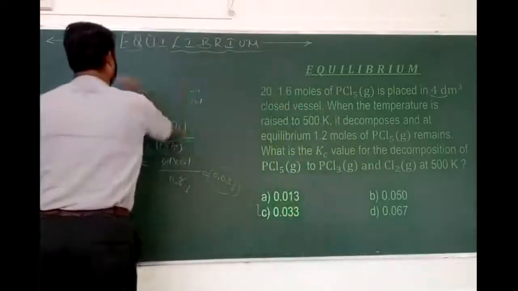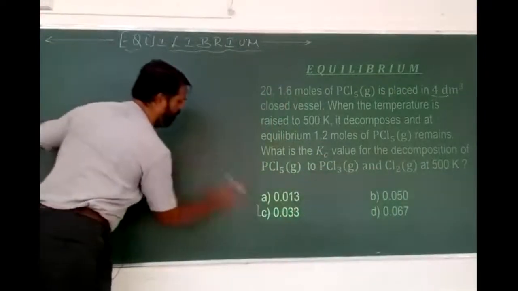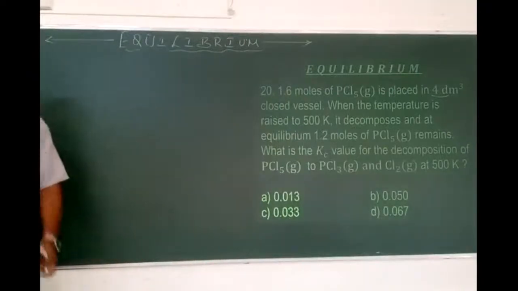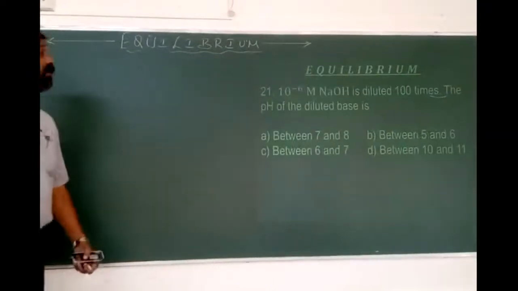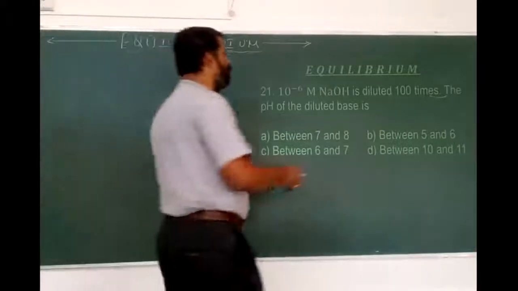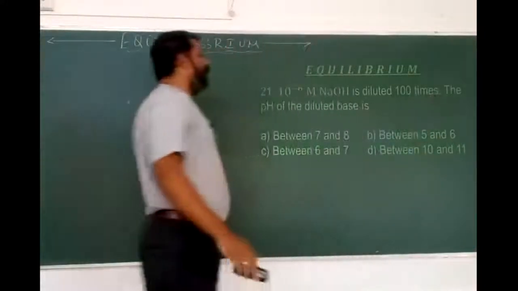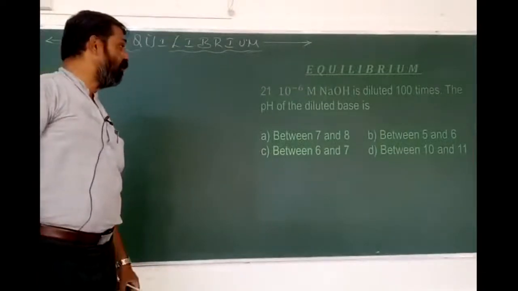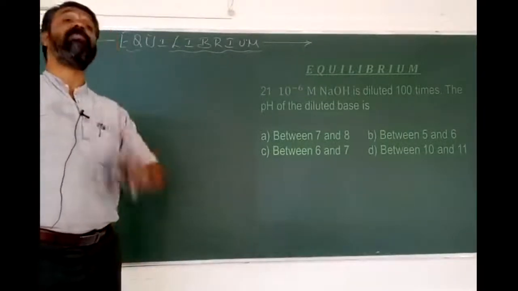Let's move on to the next one. A 10 to the power of minus 6 molar NaOH solution is diluted 100 times. Therefore, what is the pH of that diluted base?